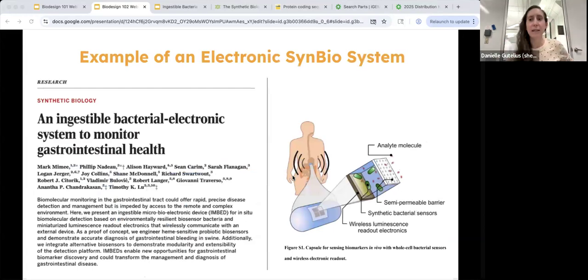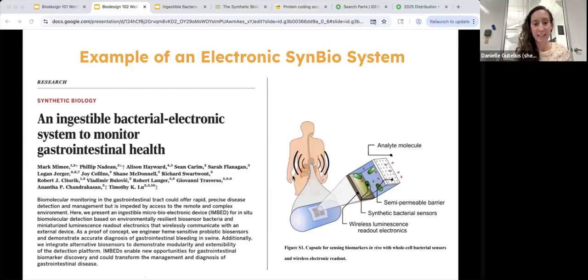Another really quick example, we're getting short on time, so I'm going to be quick about this one. This is one that we have our summer research program students read. I like this because it's a combination of SynBio and electronic devices. So this group wanted to monitor GI system health in real time. And they did that by making this little biosensor that had the E. coli in it.